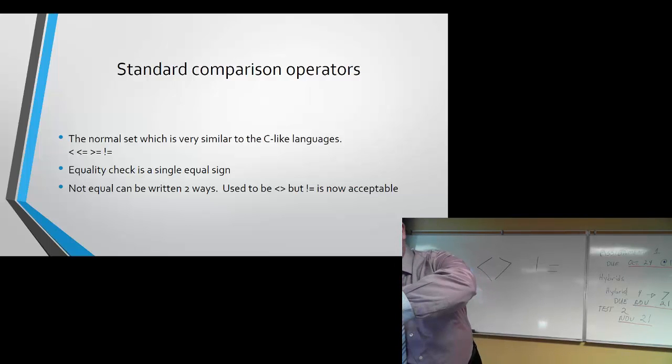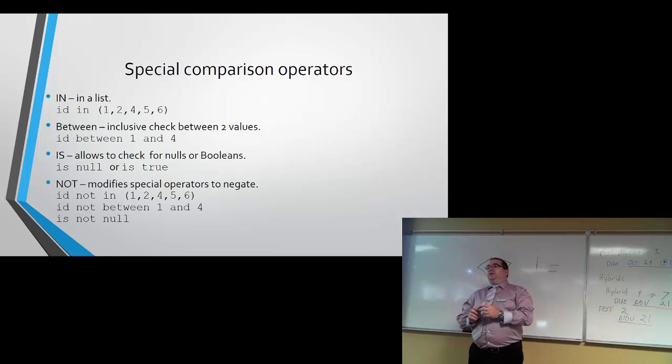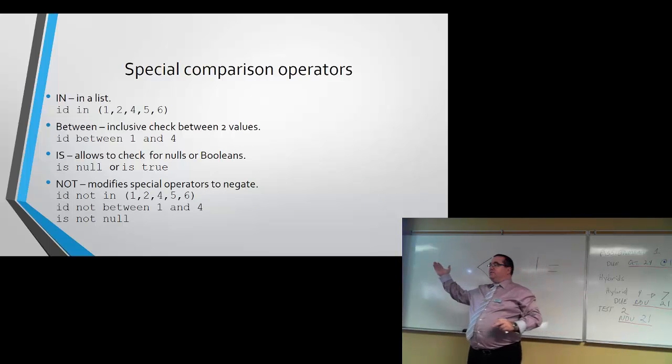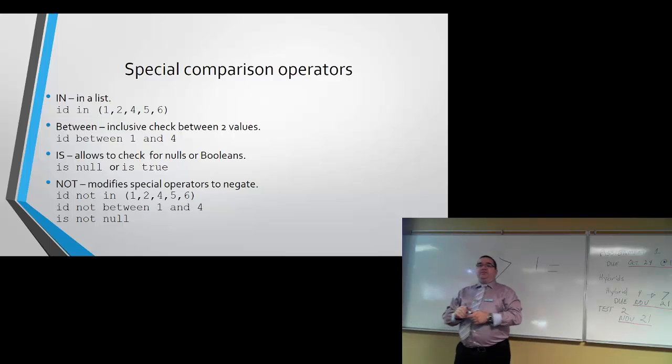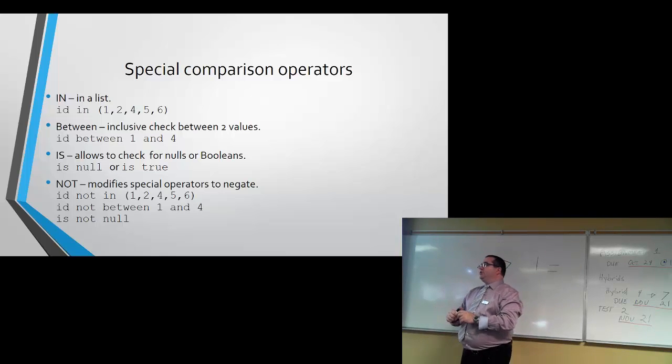There are some special comparison operators. There's the in a list. It looks like this. You give it a list, in this list. You have a between, in other words, between this value and that value. You've got the is. In other words, you can check if something's null or if it's Boolean.